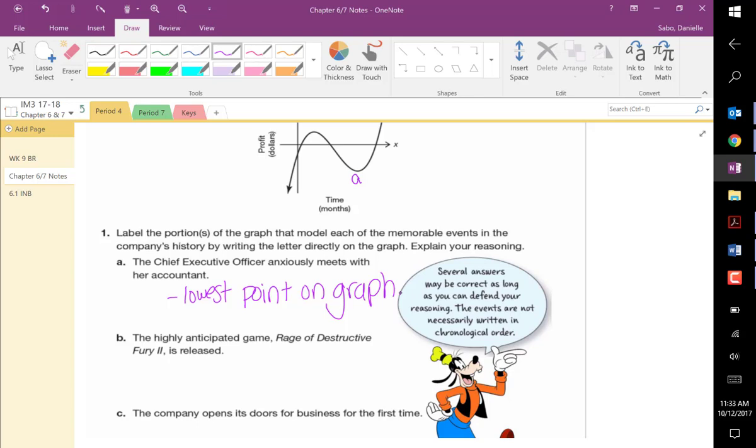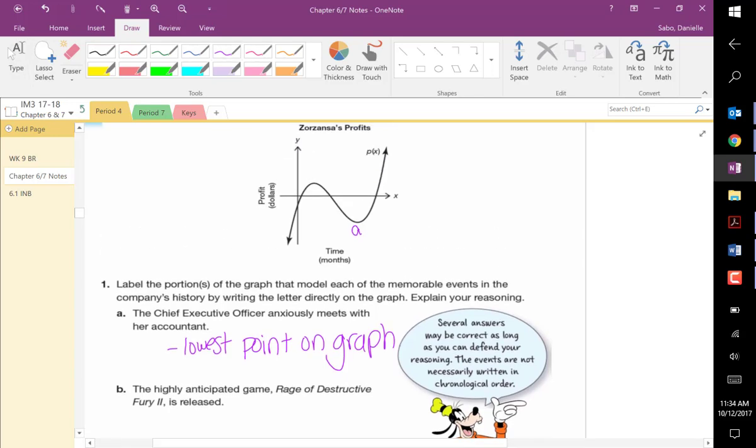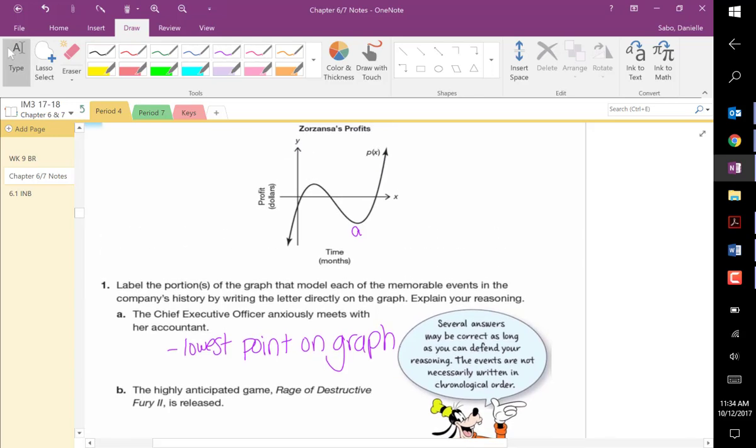All right, a highly anticipated game, Rage of Destruction Fury 2 is released. Okay, when would you feel that a new game would be released? Again, you want to think about this from a business point of view. We just talked about our lowest point. Okay? Yes? Probably when the prices start to rise. Yes, when the prices start to rise.